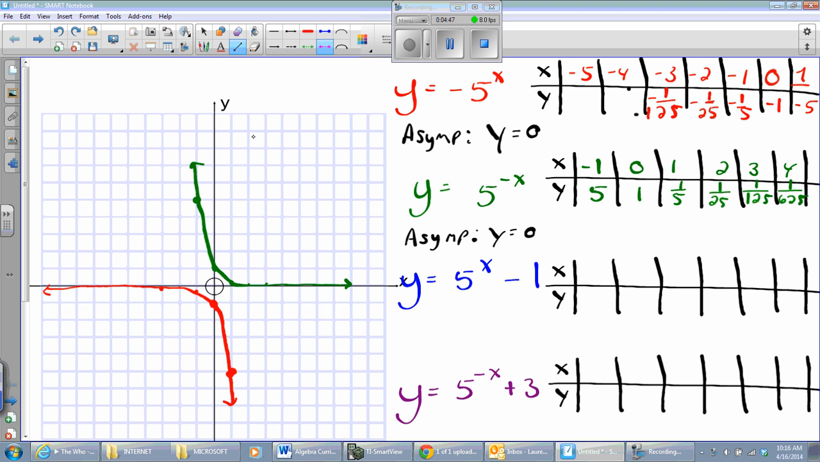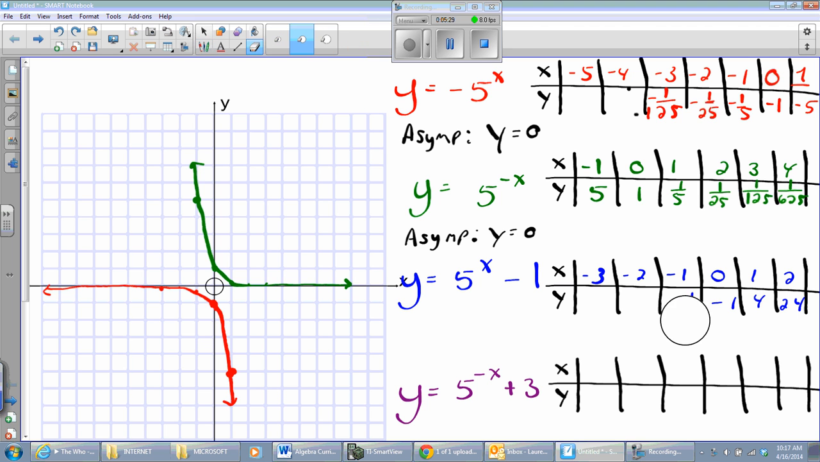Okay, let's go on to the blue one. And the blue one, I've got a positive exponent, so I'm going to use a few negatives. Negative 3, negative 2, negative 1, 0, 1, 2. Okay, so I'm going to put 2 in there, get 25, so that'll be 24 when I take away 1. I'm going to get 4, I'm going to get negative 1, and I'm going to get negative 1 and 1/5.